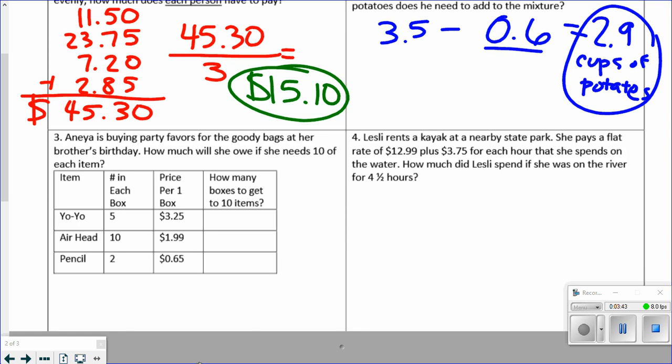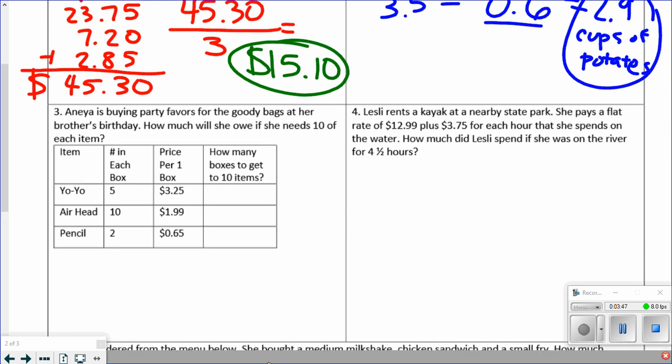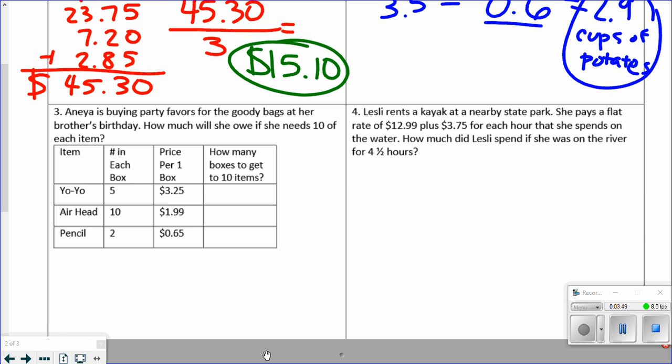Okay, again, if you need to pause it, you can. I would recommend definitely finishing up with that problem before you move on to number 3, because number 3 is quite a long problem. All right, number 3. Anaya is buying party favors for the goodie bags at her brother's birthday. How much will she owe if she needs 10 of each item? So we see that there are the 3 items, yo-yo, airhead, and pencil.